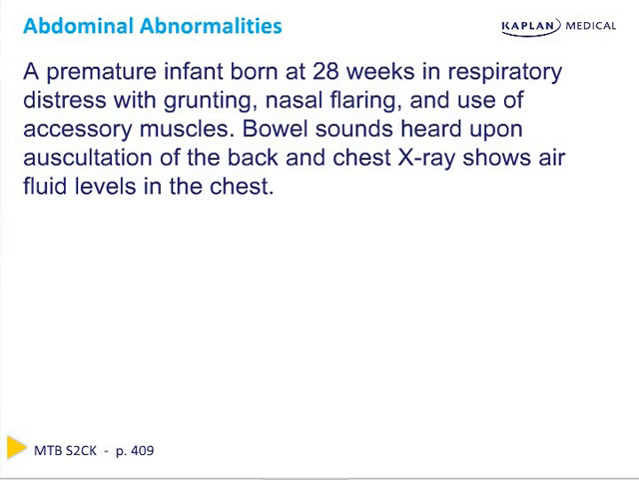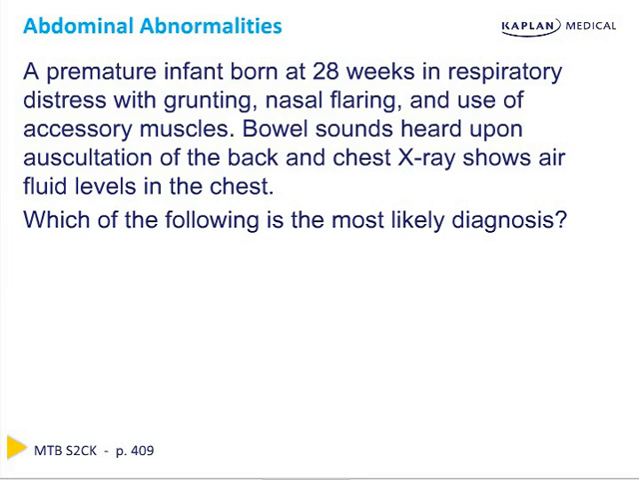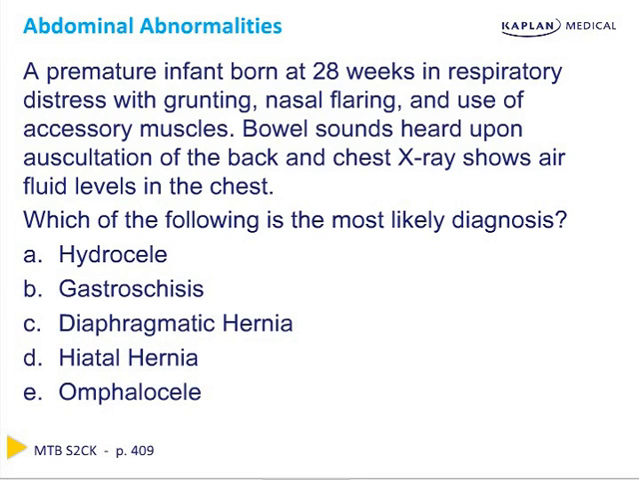Moving on to abdominal abnormalities, let's start with the vignette. A premature infant is born at 28 weeks in respiratory distress with grunting, nasal flaring, and the use of accessory muscles. Bowel sounds are heard on auscultation of the back, and a chest x-ray shows air fluid levels in the chest. Which of the following is the most likely diagnosis? Not a possible, the most likely. Hydrocele, gastroschisis, diaphragmatic hernia, hiatal hernia, or omphalocele.